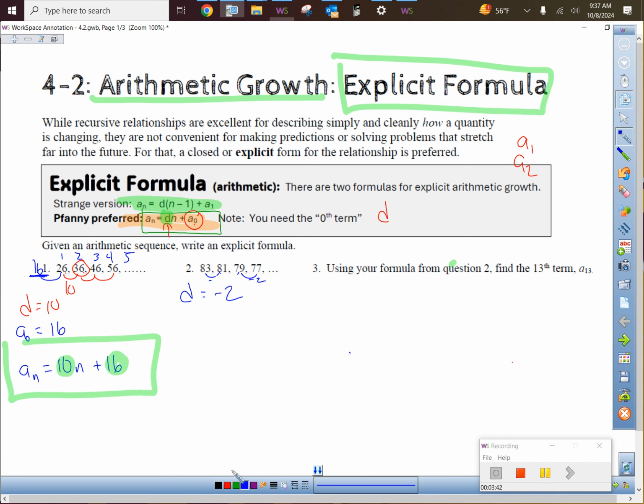So what we need is the secret ingredient, the 0th term. If this is going down by 2, down by 2, down by 2, to go back 1 unit, don't I need to go up by 2 instead?